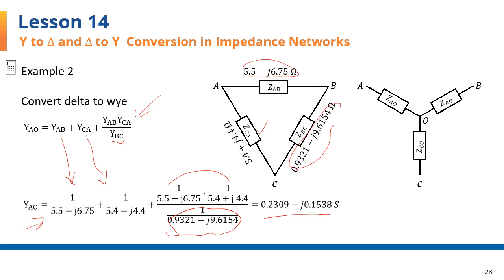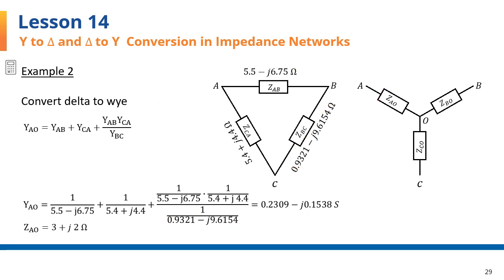One more step and we'll have the ZAO. All we have to do now is just find the inverse of this, 1 over this quantity. And that comes to 3 plus J 2 ohms, which goes here. Next, we calculate ZBO.